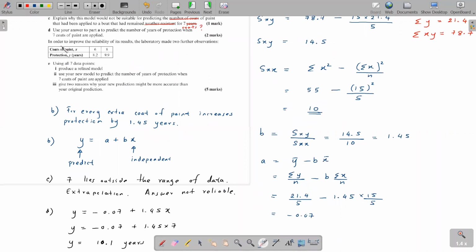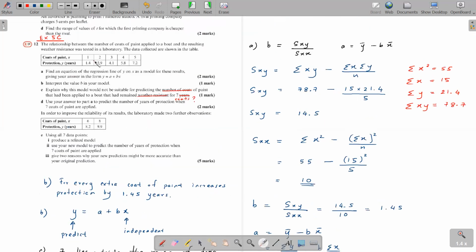Okay, now moving on to the next part. They say, in order to improve the reliability of its results, the laboratory made 2 further observations. So coats of paint is 6 and 8, and protection is 8.2 and 9.9. Guys, are you with me? Using all 7 data points, produce a refined model. Guys, how do you produce a refined model? A refined model means you have to take these values and also include these 2 new ones. You include these 2 values and you produce a refined model by calculating the A and B values all over again.